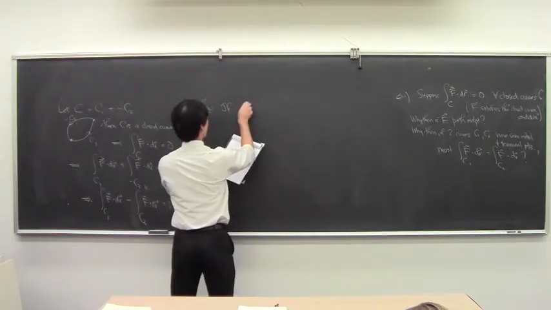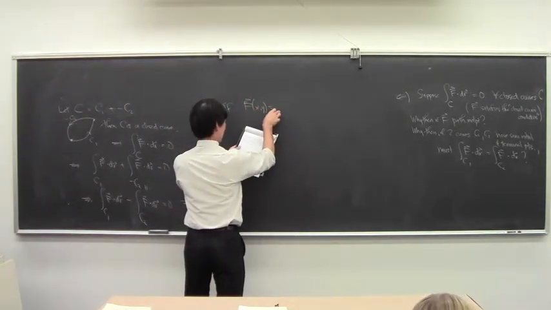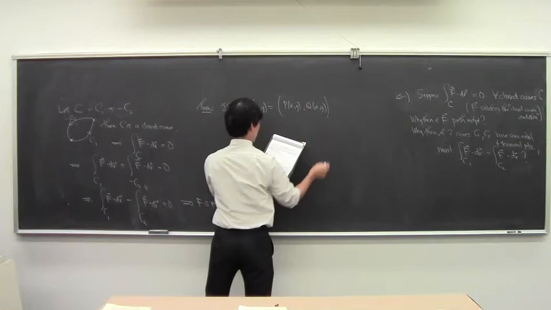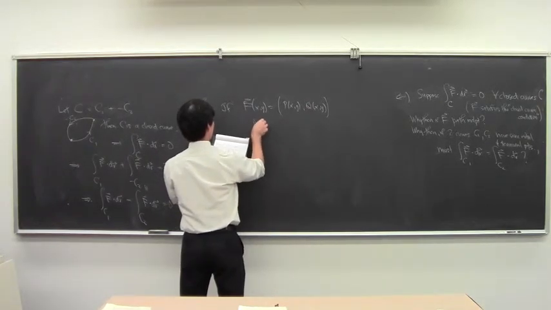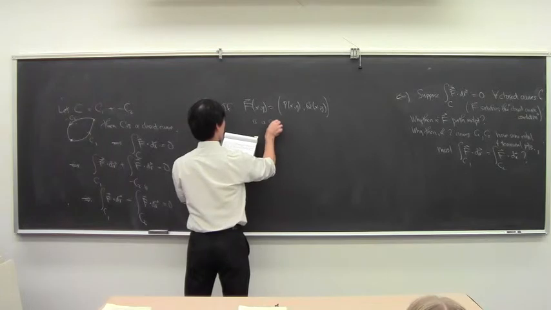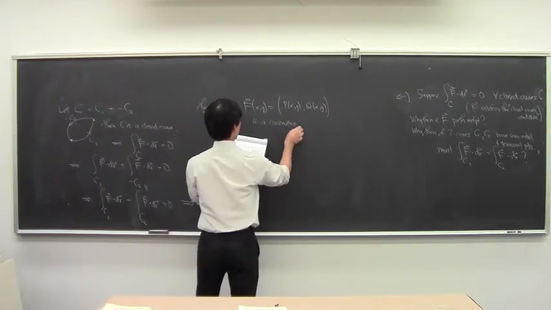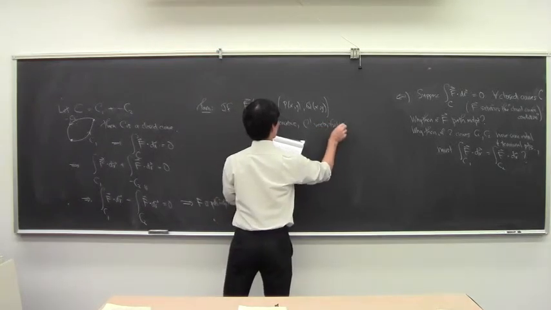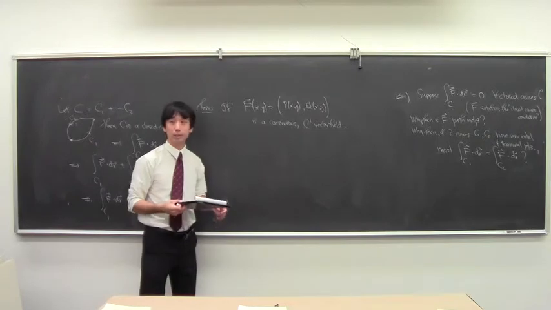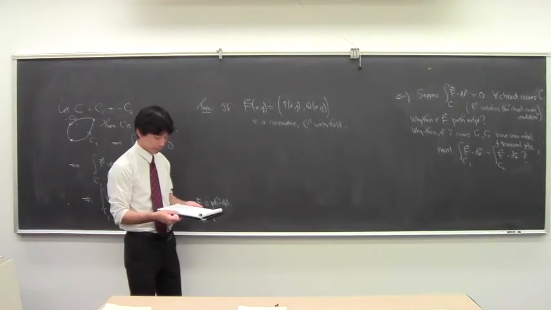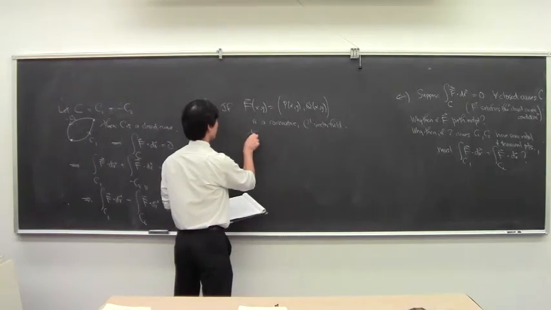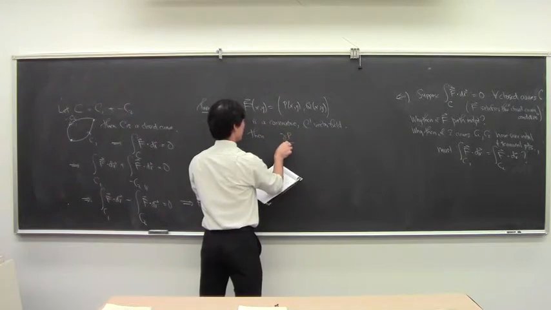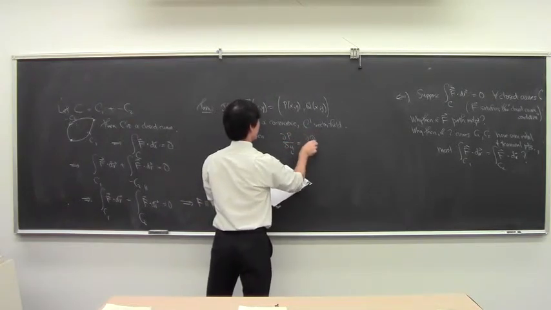Suppose you have a field P of x,y, Q of x,y, and it is a conservative C1 vector field. So it is the gradient of some function, and it's C1. Then the partial of P with respect to y is equal to the partial of Q with respect to x.